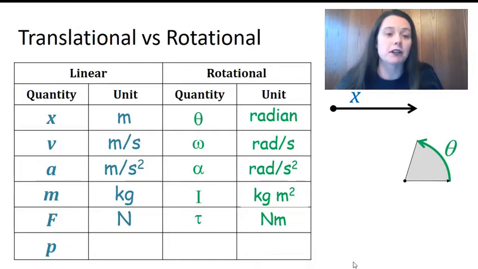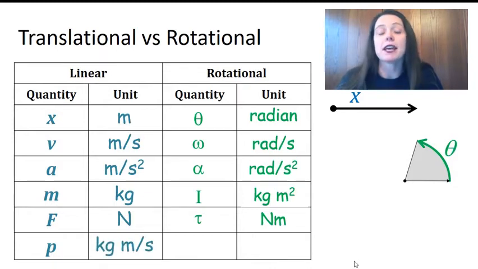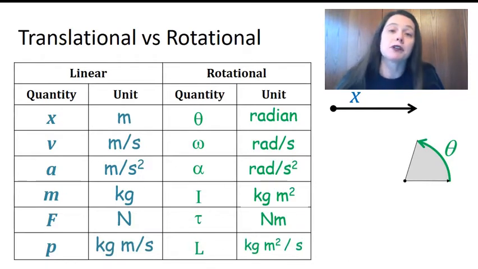The last basic variable that we have is momentum. In linear momentum, we take the mass multiplied by the velocity, and we end up with kilogram meters per second. The rotational equivalent is the angular momentum, L. We measure that in kilogram meters squared per second.